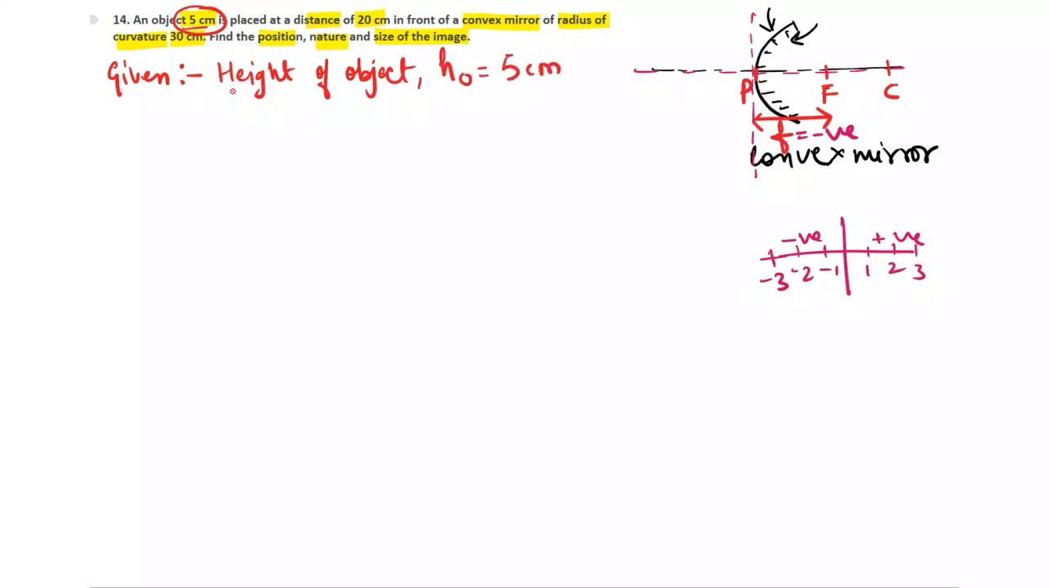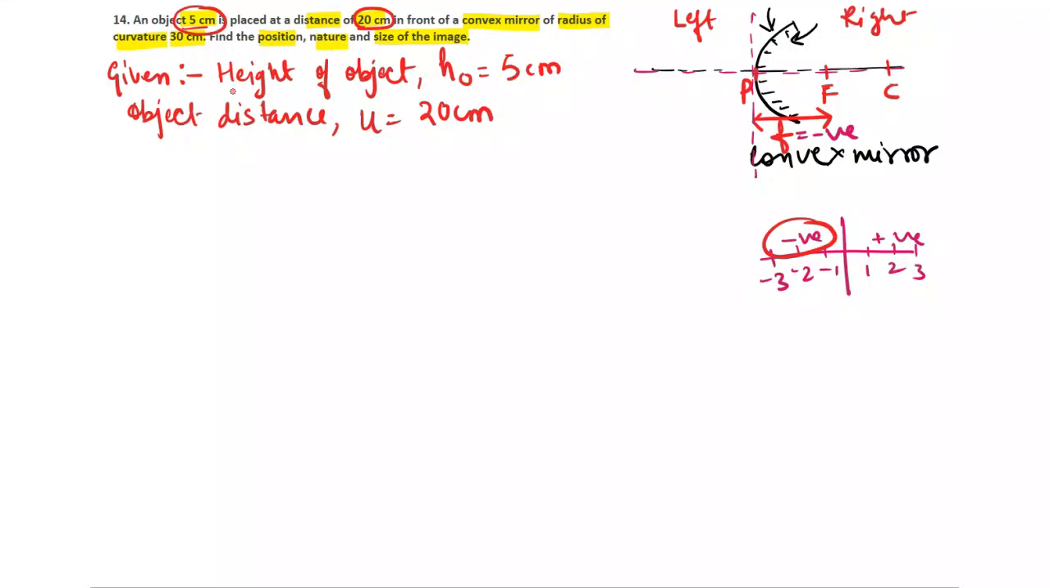Next, the object is placed at a distance of 20 centimeter. So the object distance is represented by U and the value is 20 centimeter. The object is always kept on the left side. This is the left side and this is the right side. The left side is always negative, so we take -20 because the object is to the left of the mirror.